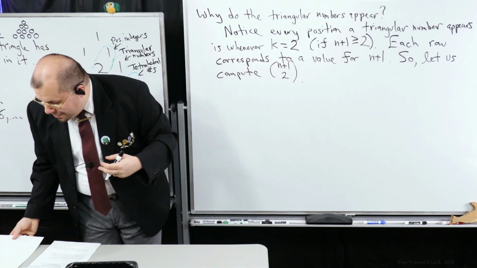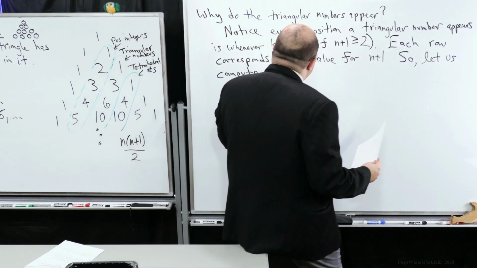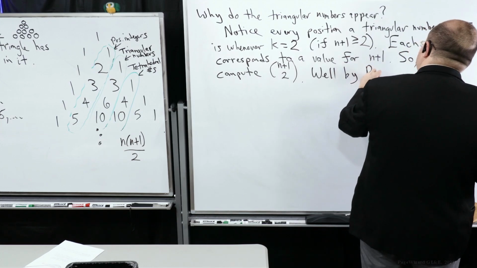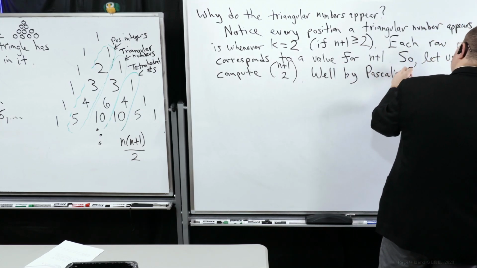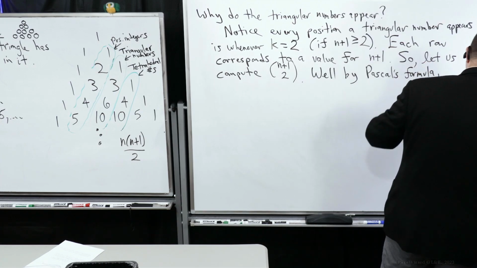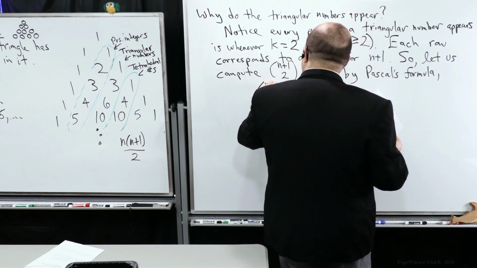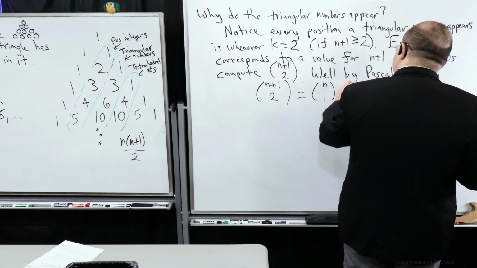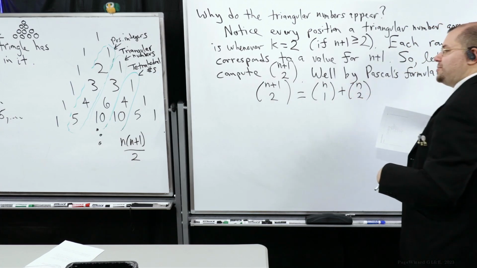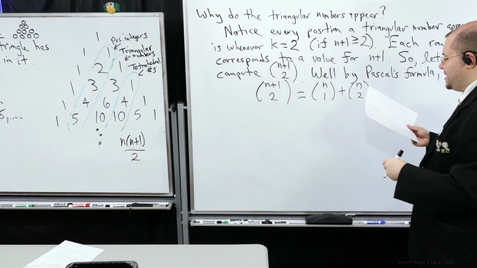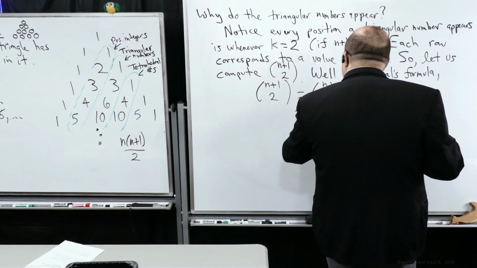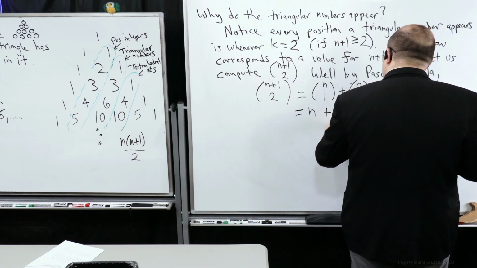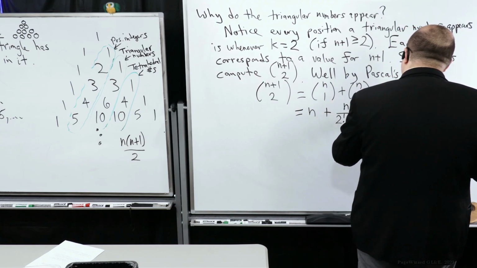We can use Pascal's formula. Let's see what happens. I have n plus 1 choose 2. Pascal's formula tells us this is n choose 1 plus n choose 2, right? That's what Pascal's formula would tell us. Well, n choose 1 is easy. That's just n. And then n choose 2 is n factorial over 2 factorial times n minus 2 factorial, right?